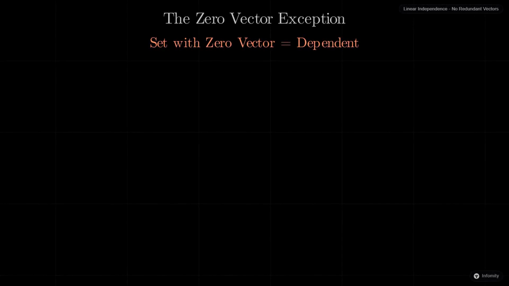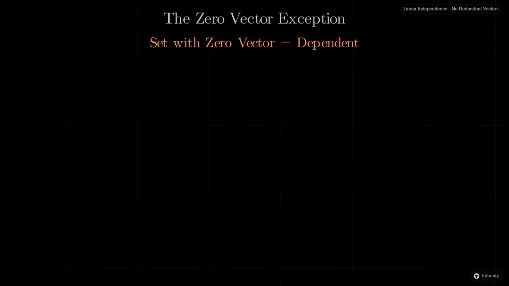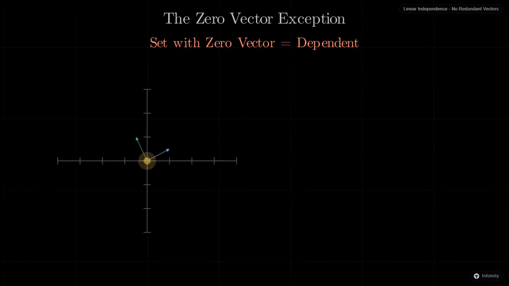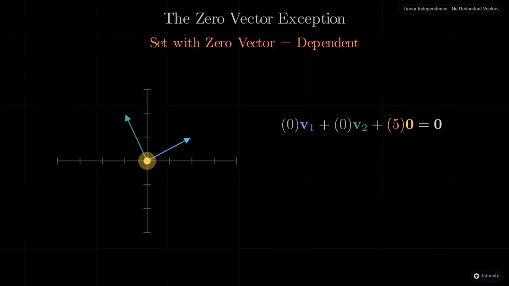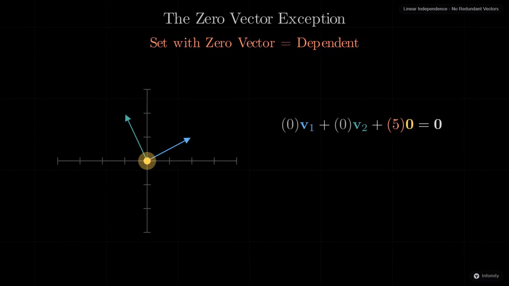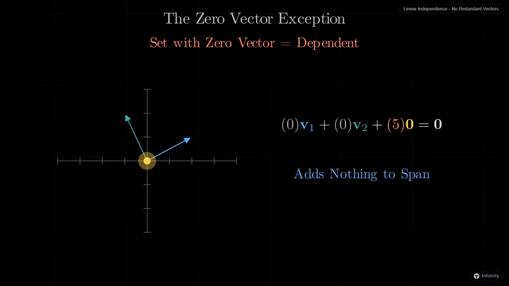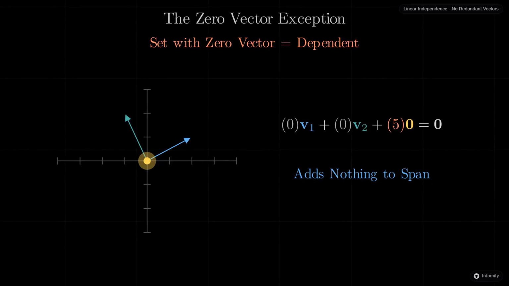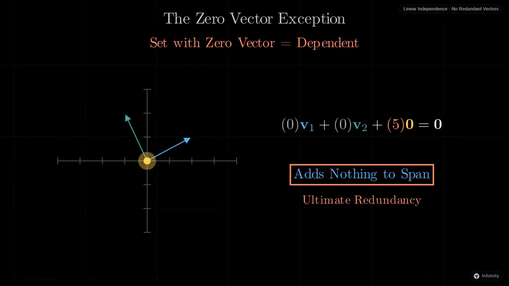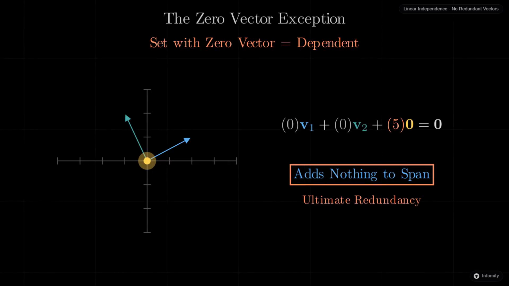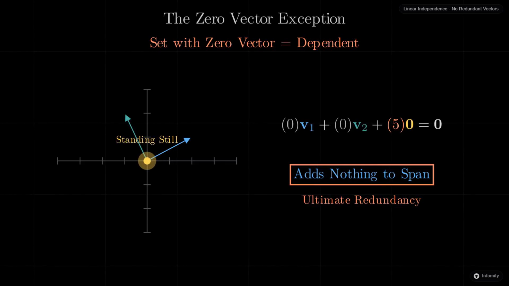Here's a curious mathematical rule. Any set of vectors that contains the zero vector is automatically dependent. Why? Because we can scale the zero vector by any number we want, while keeping all other scalars at 0, to get a zero sum. If we think about its physical meaning, the reason becomes very intuitive. The zero vector is the ultimate redundant element, adding nothing to our span. It represents standing completely still, which claims no new territory.